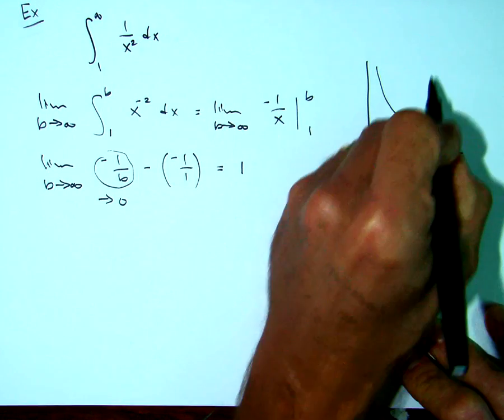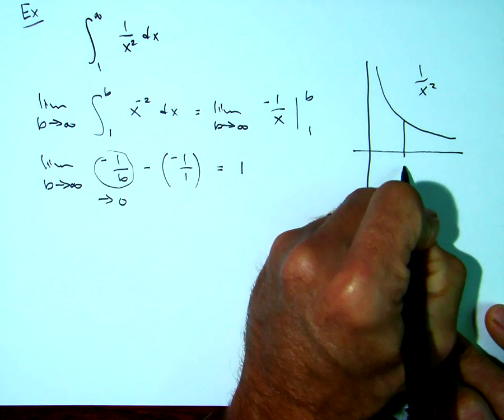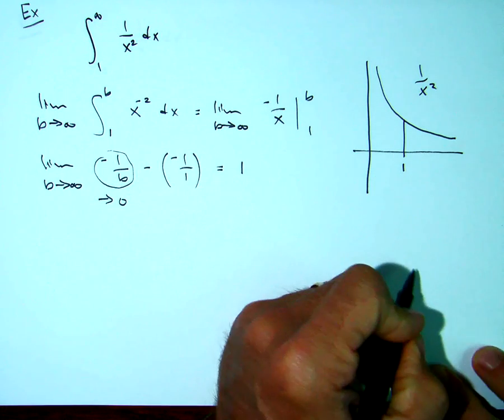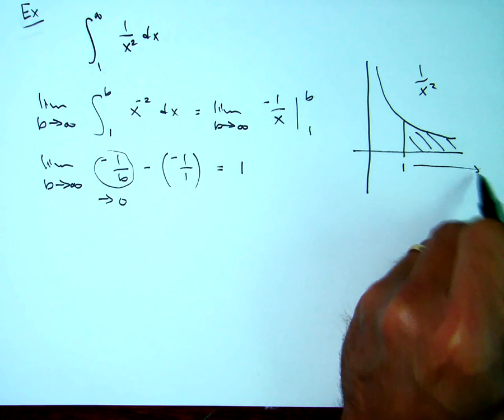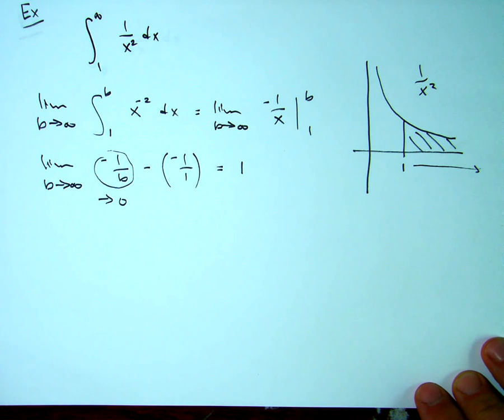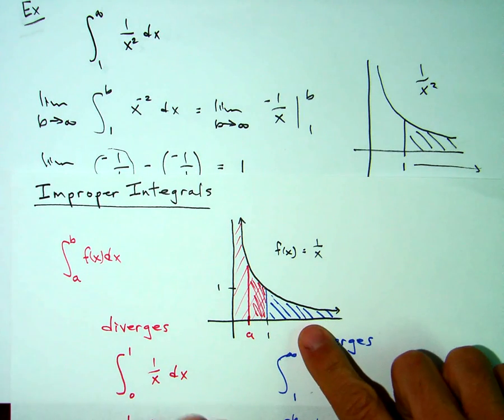So as crazy as it seems, so again, let's just draw this. So this is going to look very similar to 1 over x squared. Let's say that's 1. This area, going all the way out to, well, forever, that area is 1. Where if we did it with 1 over x, that same area is infinite.